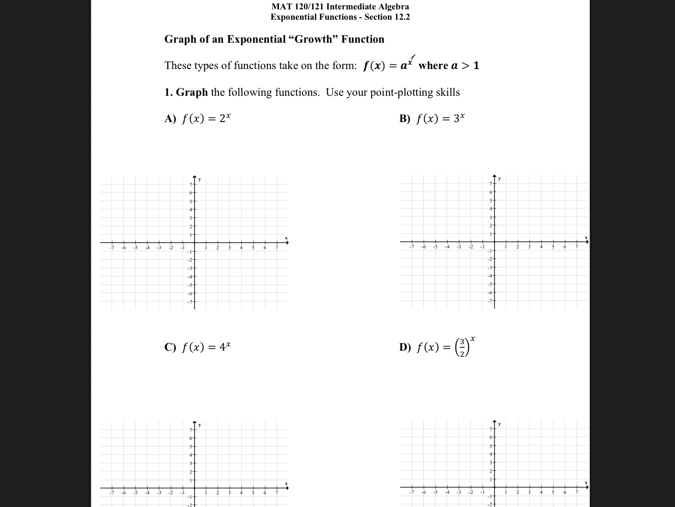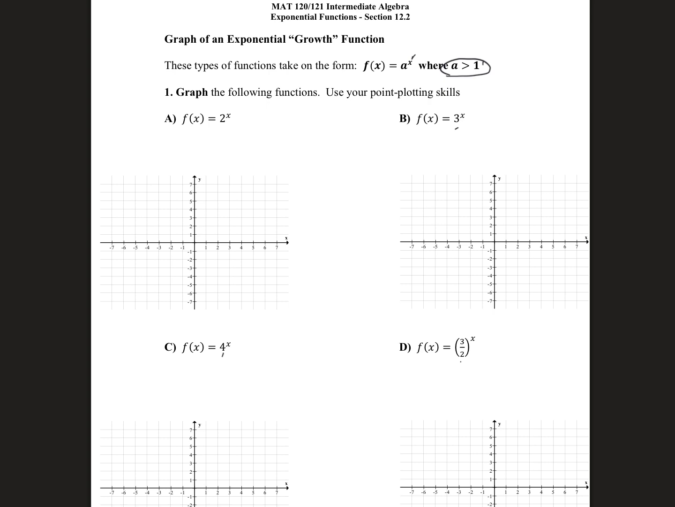Using our notation, f of x is equal to a to the x, and our a's are greater than 1. So if you look at my examples here, a is equal to 2, so it's bigger than 1. A is equal to 3, so it's bigger than 1. A is equal to 4, and a is equal to 3/2. For our sake of argument right now, we're going to assume our bases are greater than 1.